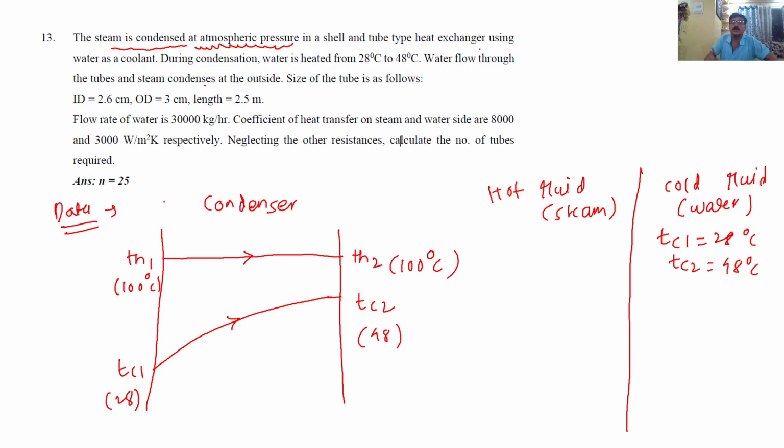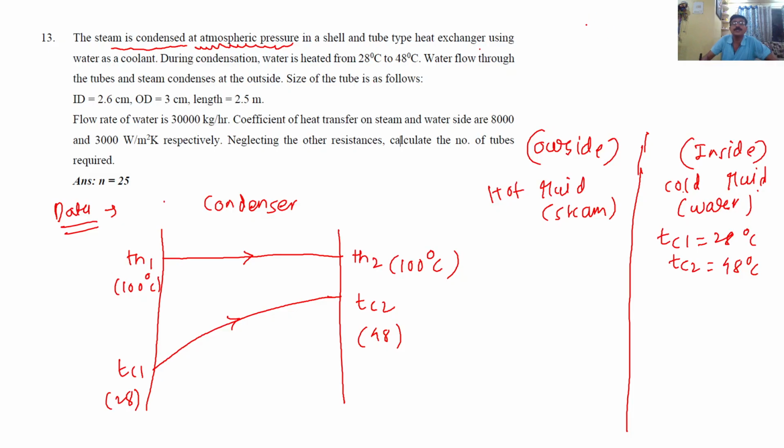Water flows through the tubes, so this is the inside fluid. Inside the tubes, water is inside. So naturally steam comes outside. Water is inside and steam is outside.